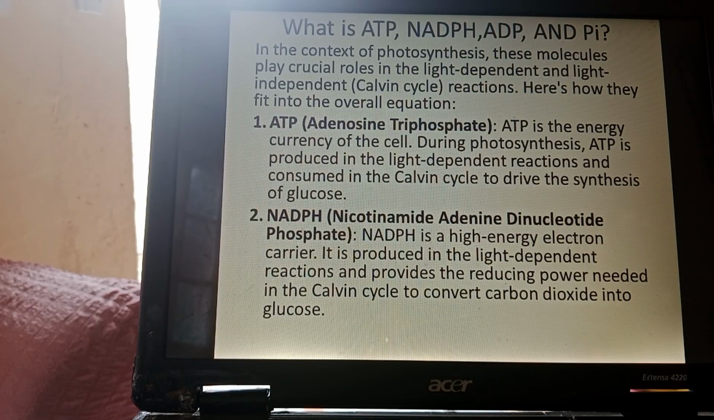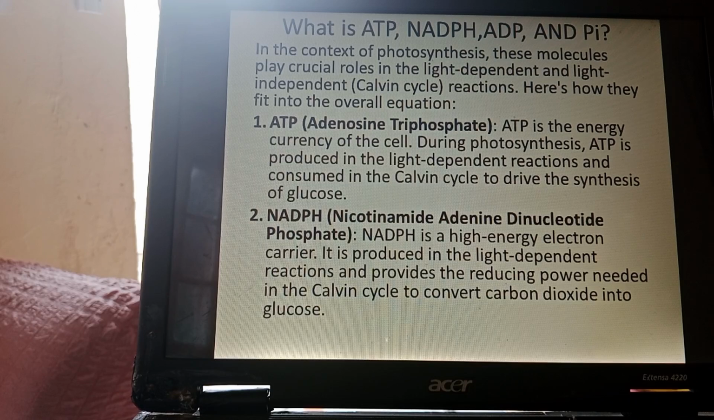So, what is ATP, NADPH, NADP, and Pi? In the context of photosynthesis, these are molecules which play crucial roles in the light-dependent and light-independent, which is called Calvin cycle reactions. Here is how they fit into the overall equation.